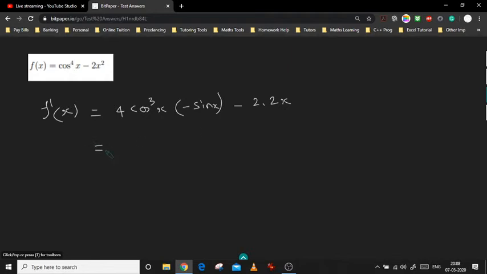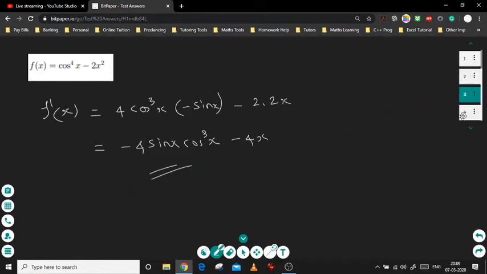Okay, so we just have to multiply this. We can put it in a neat format. This is going to be minus 4 sin x cos cube x minus 4 sin x. Alright, so this is the answer for this question. Let's move to the next one.